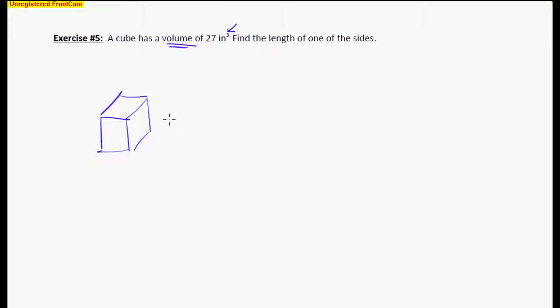And the thing we know about a cube is that all of these faces are the same. I can even put little hash marks in here for the ones behind. A cube has all of its faces being the same. So, what is the formula for the volume of a cube? Well, volume equals length times width times height.